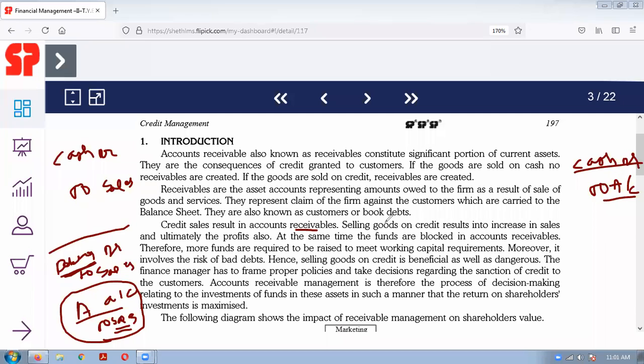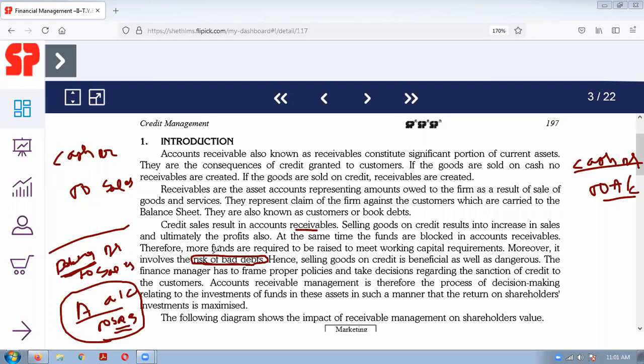But one risk is always there if you are selling on credit basis. That risk is known as risk of bad debts. Sometimes what may happen is that some customers may not pay the amount, so you have to be very careful. That is known as managing the debtors.